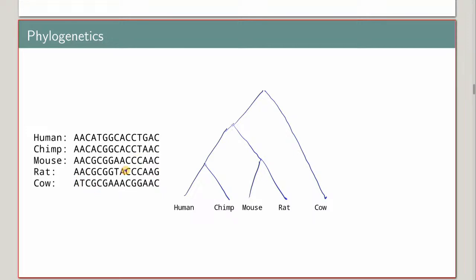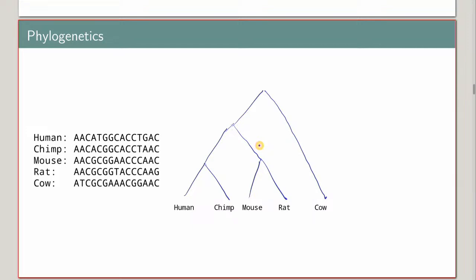If you look at cow, you have many more mismatches. So if you were to plot a tree based on these, you can imagine that this is what it might look like, that human and chimp are the closest, mouse and rat are also close to each other, and then these 2 are kind of separated, and cow is an outlier, it's somewhere else.